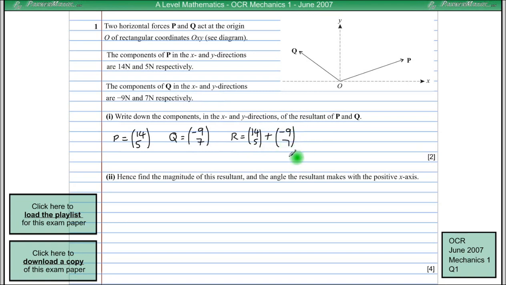And the rule for adding two column vectors is just to add the individual components. So I've got 14 plus -9, that's going to give me 5. And 5 plus 7 is 12. So my resultant vector is 5, 12. If I want to be really specific, I could say the component in the x direction is 5 and the component in the y direction is 12 newtons.